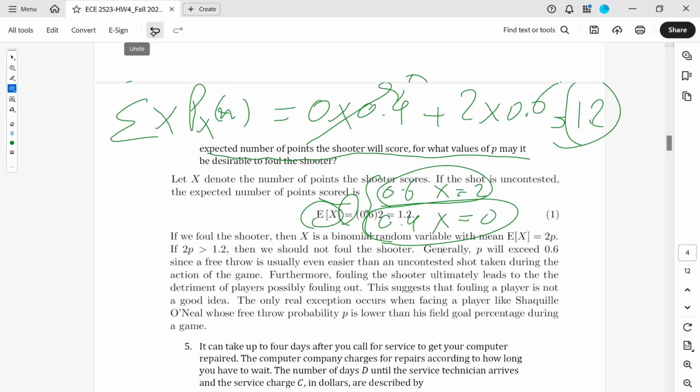Is that clear for everyone? So it has 2 shots. In order to calculate the expected value, you could calculate the expected value of the new PMF, which means X equal to 0, X equal to 1, and X equal to 2.